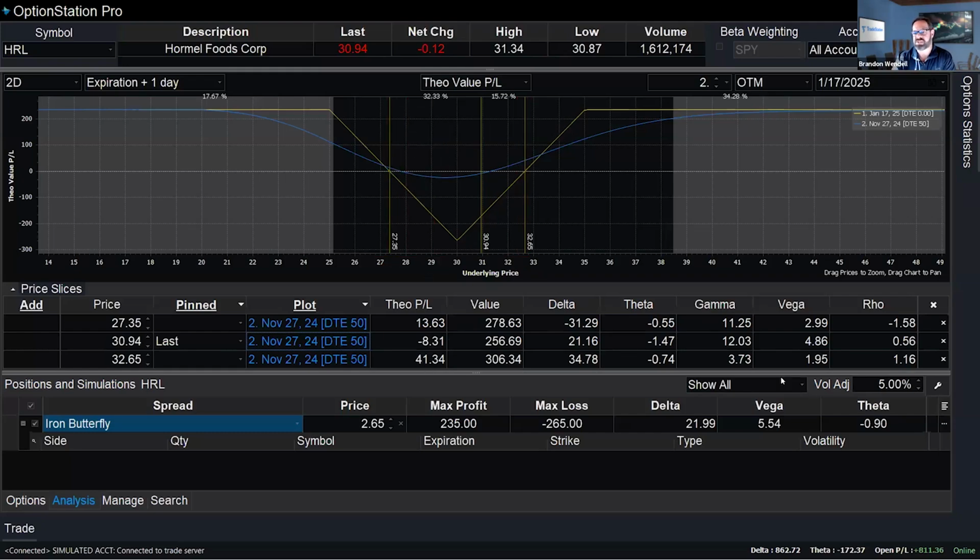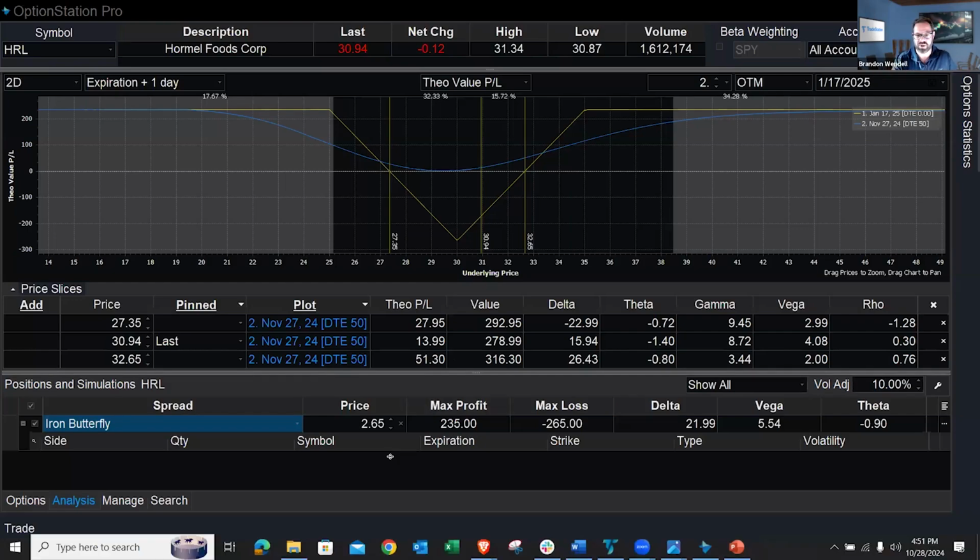If plot 2, just the volatility goes up by 5%, you can see if we get to what used to be my break-even point, now we make 41 bucks. Or if it goes down to my break-even point, now we actually make $13. My break-even point moved closer. That's why volatility is important. If it goes up by 10%, look at that, $51. By the way, this whole thing is only costing me $265 to get in.